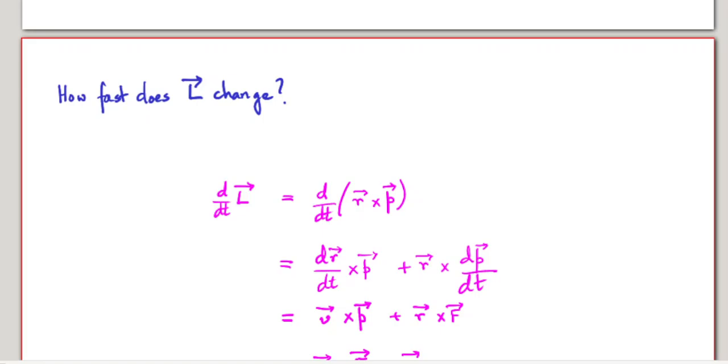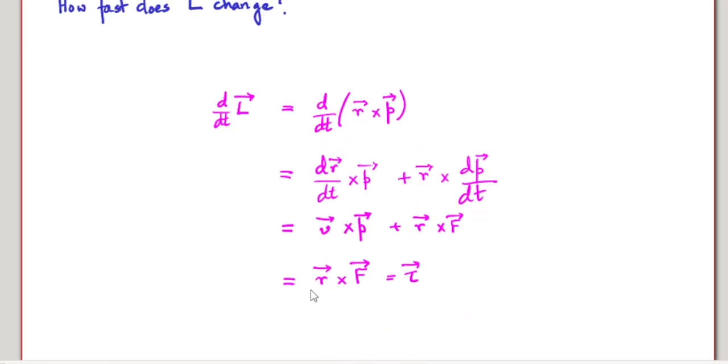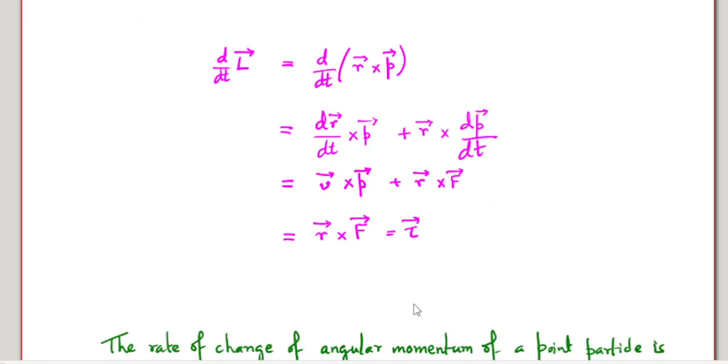Now momentum p is simply mass times velocity. That means v and p, these two vectors in the cross product, are parallel to each other. The angle between them is 0. That of course means that their cross product vanishes. So we are actually left only with r cross F. And we denote this quantity, the cross product of the position vector with the force, by tau, and call this a torque exerted by the force.